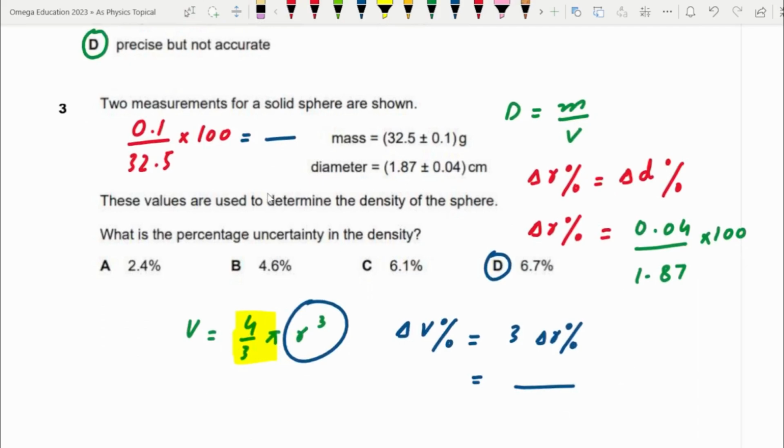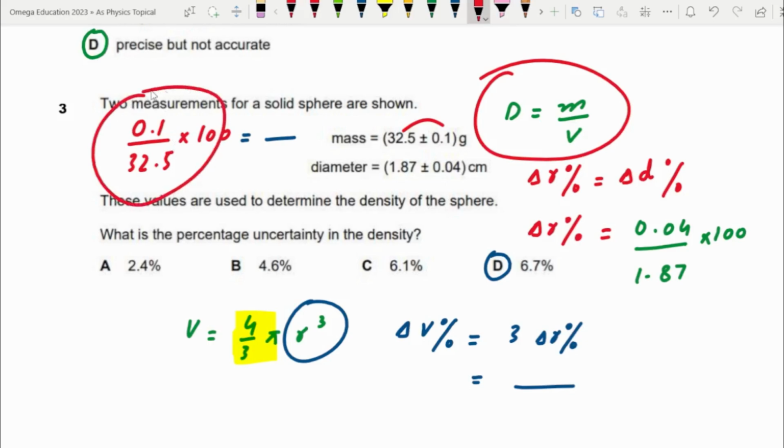Third one, we need to find the percentage uncertainty in the density. So for that one, you first write down the formula of density. Then you realize something: density equals mass over volume. Whenever the quantities are being multiplied or divided, you add the percentage uncertainties. So you find the percentage uncertainty of mass. How? 0.1 divided by 32.5 times 100. You get the percentage uncertainty of mass.